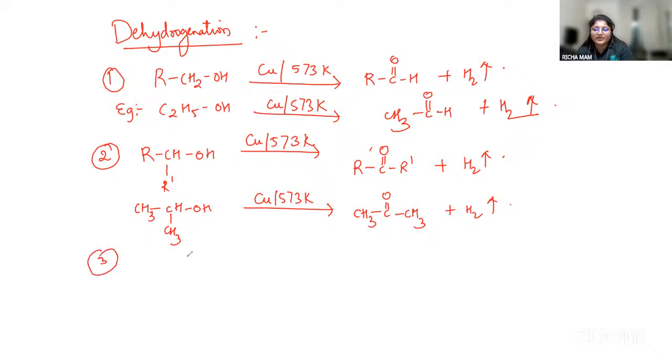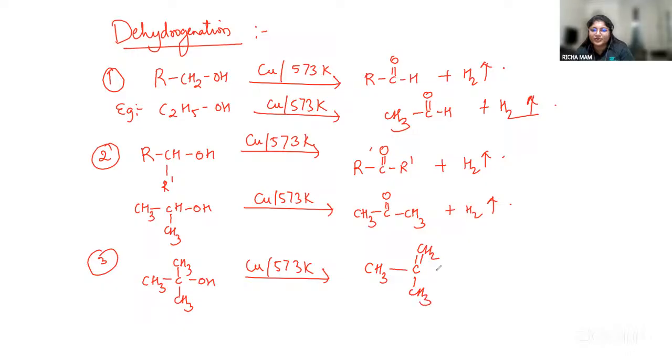Then suppose I have a tertiary alcohol undergoing dehydrogenation in the presence of copper at 573 Kelvin. Students, what am I going to get? I'm going to get an alkene. So tertiary alcohols undergo dehydrogenation to give you alkenes. So these are the dehydrogenation reactions.